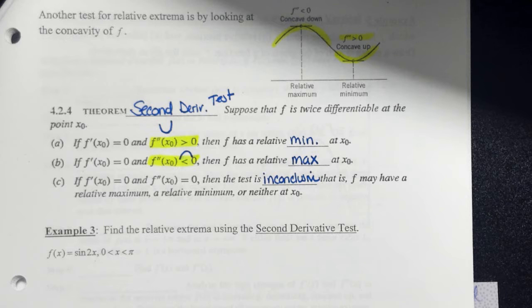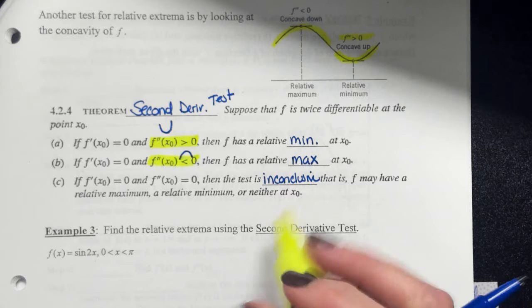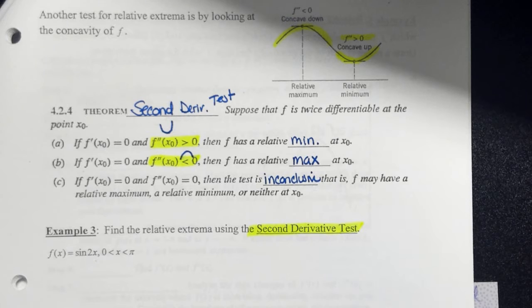Typically, they are very specific. They will tell you that you must use the second derivative test in order to find the relative extrema. Or they are very tricky, and if they want you to use the second derivative, they're only going to give you enough information that you are forced to use that second derivative test. So find the relative extrema using the second derivative test.